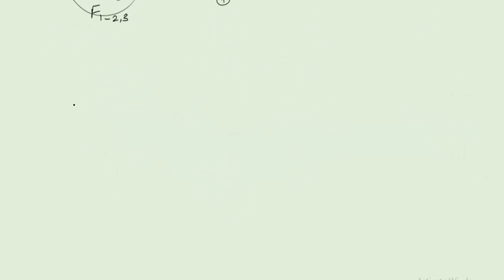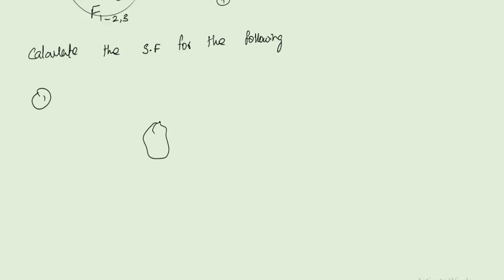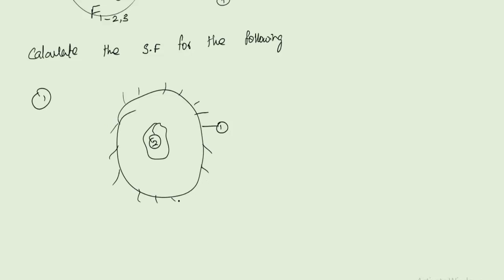Let me take the first problem. Calculate the shape factor for the following. For the first case, I am taking this one. This drawing will be given. So this is object number 2 and it is enclosed by object number 1. So this is insulated, and the surface number 2 inside is insulated.